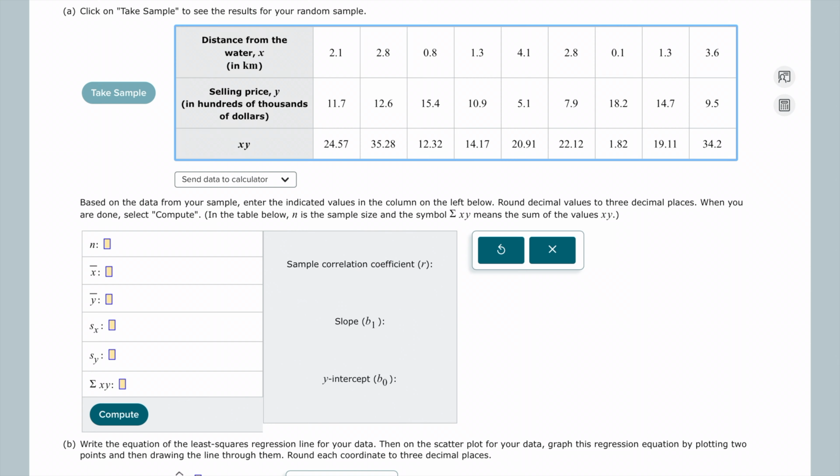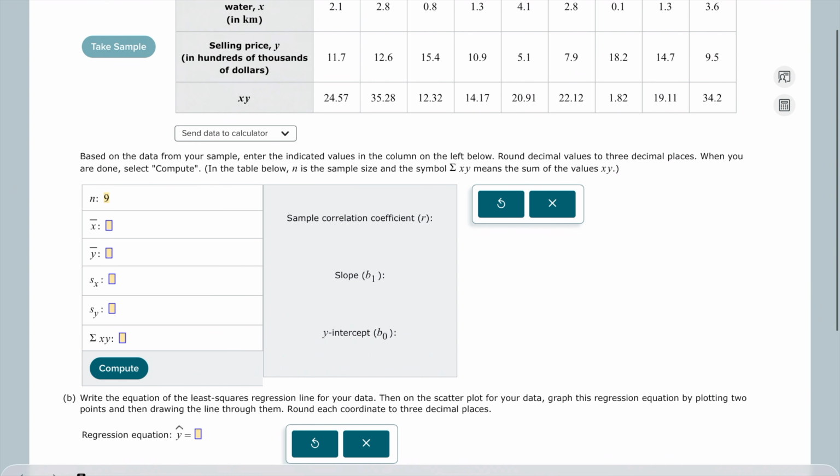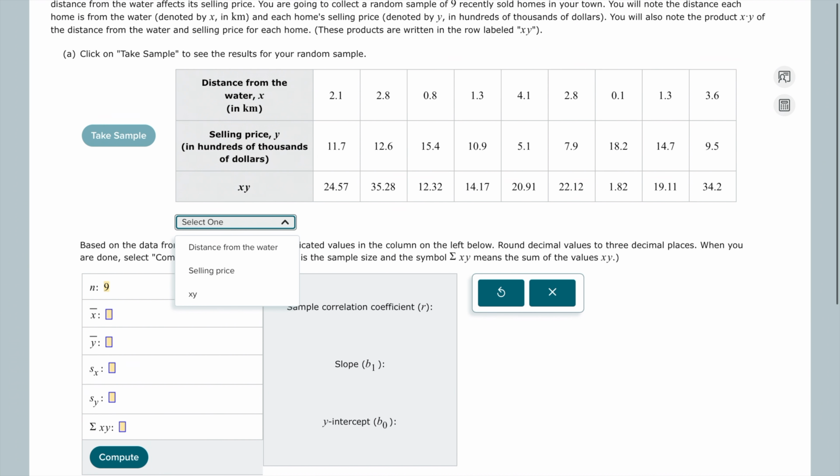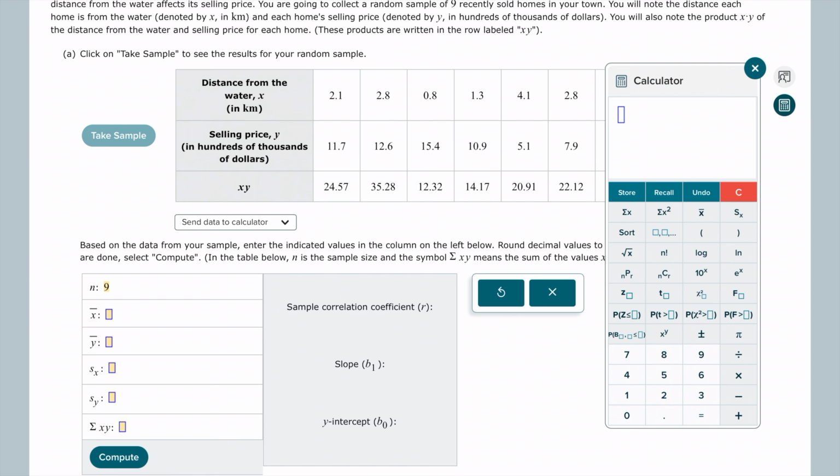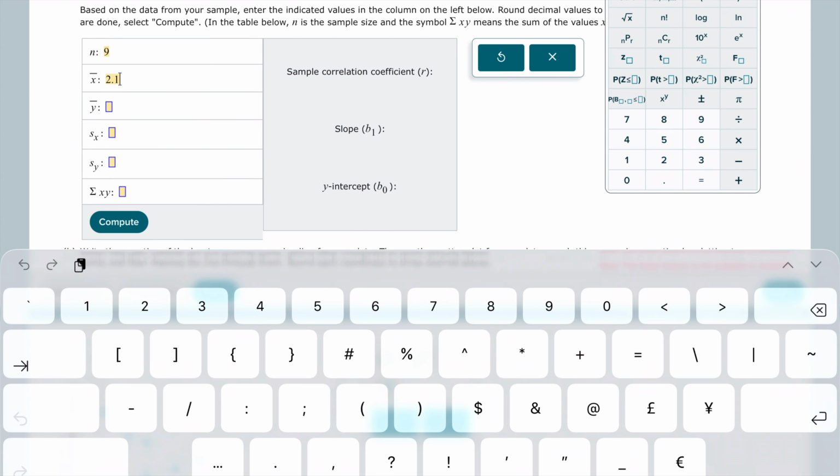Okay. So we are sampling 9 houses. X bar. Okay, so it says the distance from the water is my X, so I'm going to send that to the calculator. Send the distance from the water to the calculator, and I'm going to hit X bar, the mean of X right here, okay? And that's going to find the mean of X. The average distance from the water of our data is 2.1, okay?